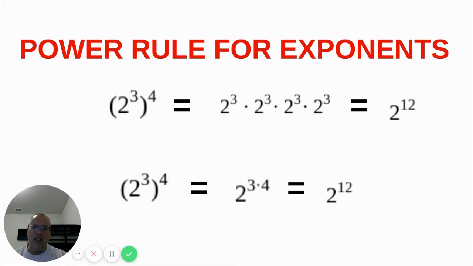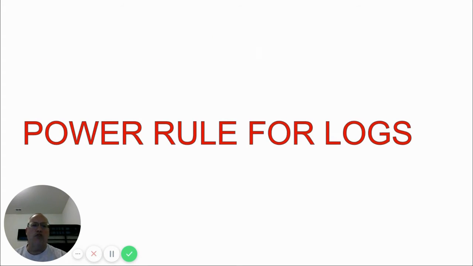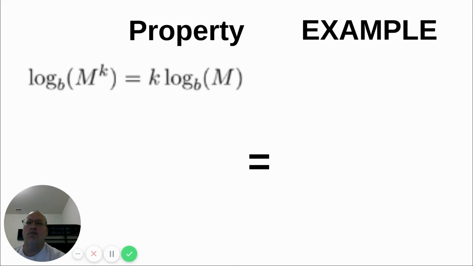As you can expect, we have a power rule for logarithms that works not exactly the same, but in a very similar way. So let's go ahead and dive right in. In this case, we have the property: the log base b of the number m to the power of k is equal to k times the log base b of m. Notice that they took the k that was inside of the parentheses on the left-hand side and just stuck it out in front of the equation.